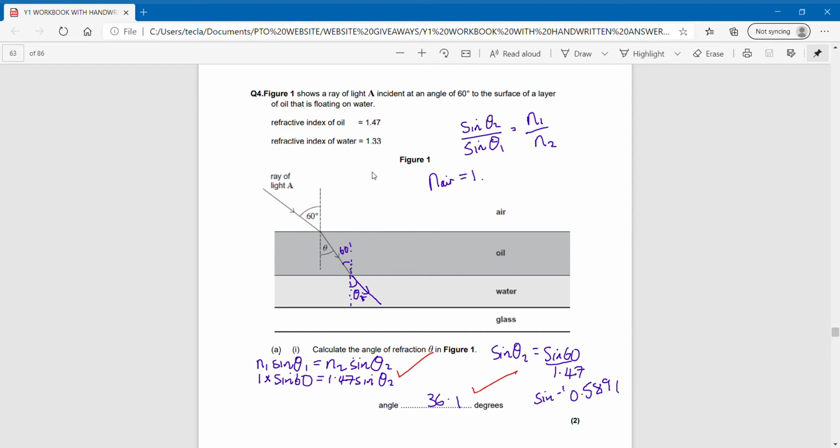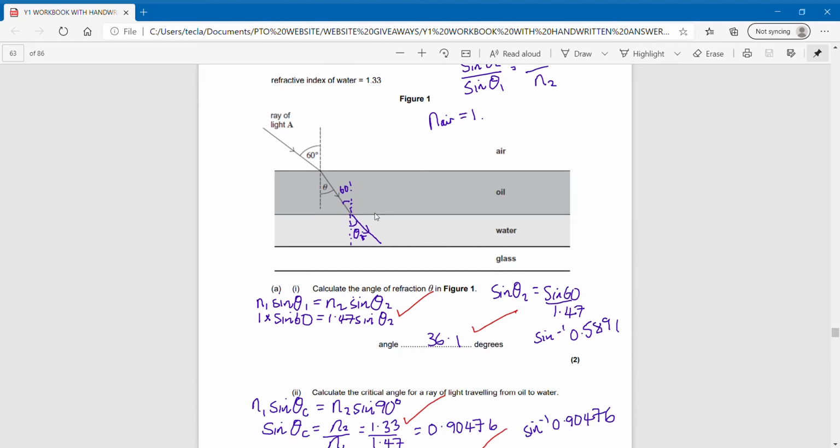Part 1, calculate the angle of refraction theta in figure 1. So we're looking to find this angle theta, given that the angle of incidence is 60 degrees. So we're going to use Snell's law: n1 sine theta 1 equals n2 sine theta 2.